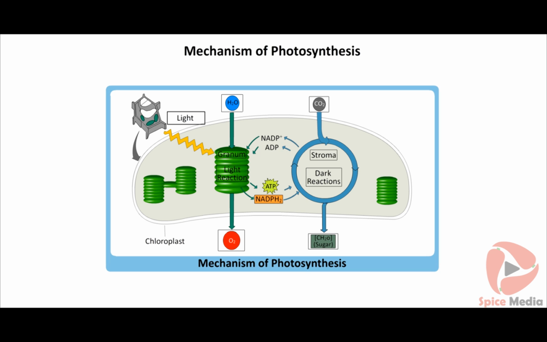Dark reaction does not need light. It occurs in the stroma of chloroplast. ATP and NADPH2 produced during light reaction are utilized in dark reaction for the conversion of carbon dioxide to carbohydrate, the sugar. In this topic, let us discuss the mechanism of photosynthesis in detail.